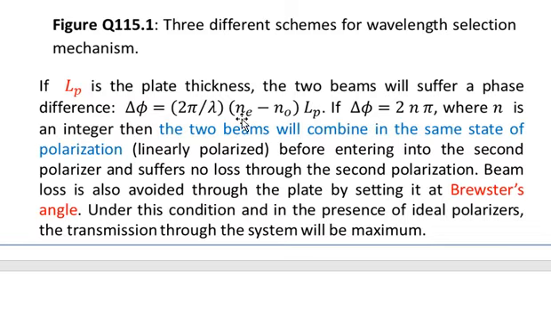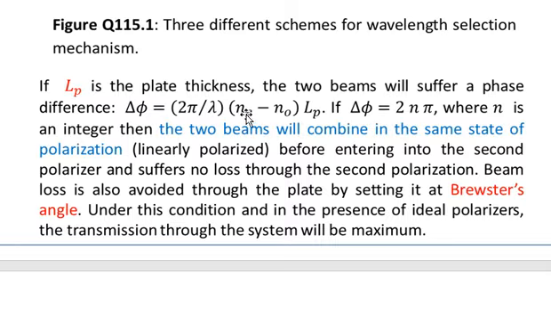Here I am assuming that the refractive index Ne is greater than the refractive index N naught. But for different crystals, N naught could be larger than Ne. For our present case, we are assuming that Ne is greater than N naught, and Lp is the thickness of the quartz plate or the KDP plate, whatever we are using. Lambda is the wavelength of our incident beam, and delta phi is equal to 2 pi over lambda times (Ne minus N naught) times Lp.